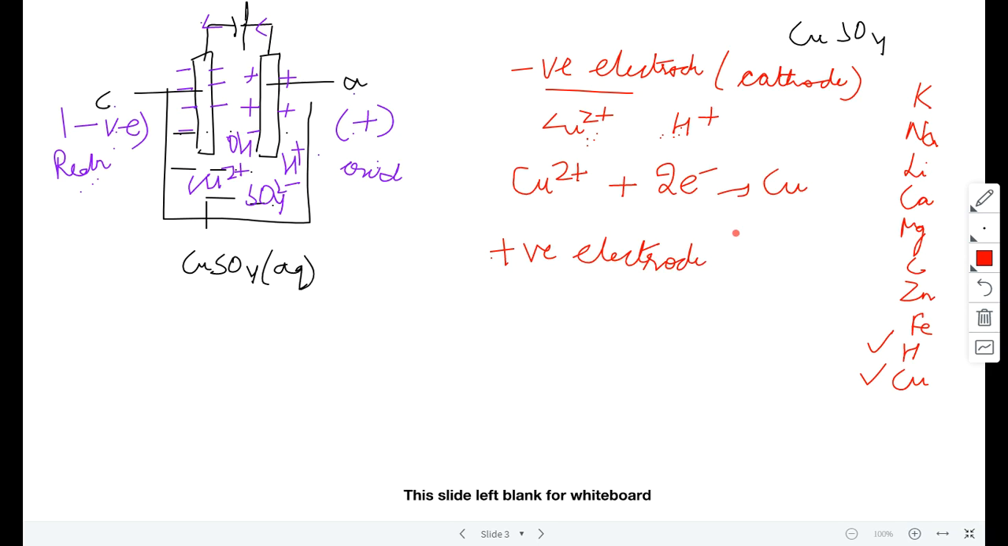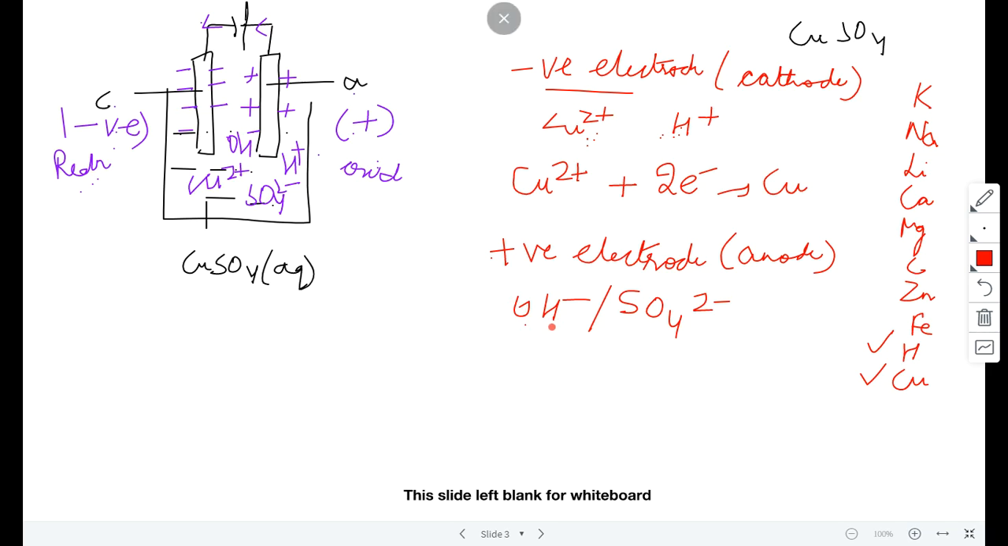Now positive electrode means anode, and if you see, there are two negative ions. One is OH negative and the other one is SO4 2 negative, right? Now what happens at the positive electrode, they have a different story. This is clear to you, so let's talk about this.